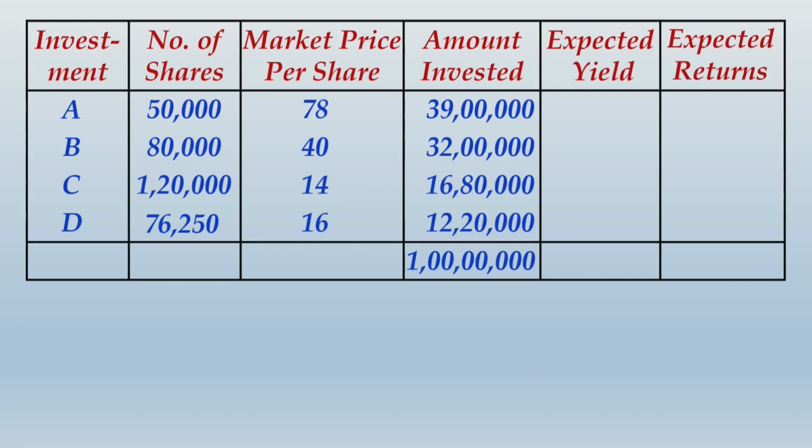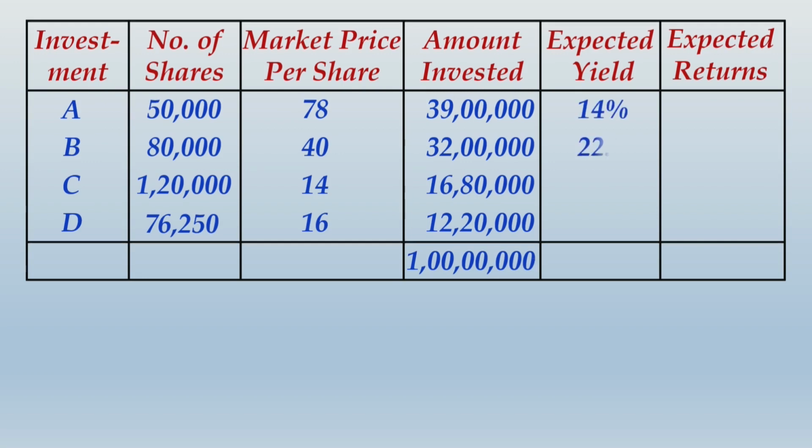Now the proportion of money that you have invested in each of these individual stocks, that will be A, B, C and D, will be 39 lakhs divided by 1 crore for A, 32 lakhs divided by 1 crore for B, 16 lakh 80,000 divided by 1 crore for C, and 12 lakh 20,000 divided by 1 crore for D.